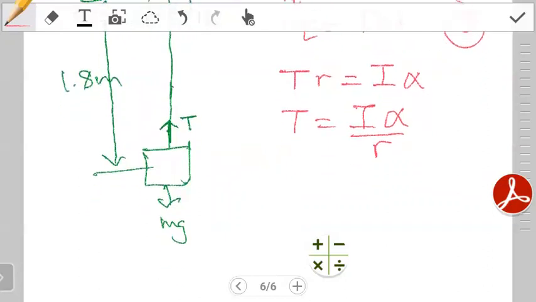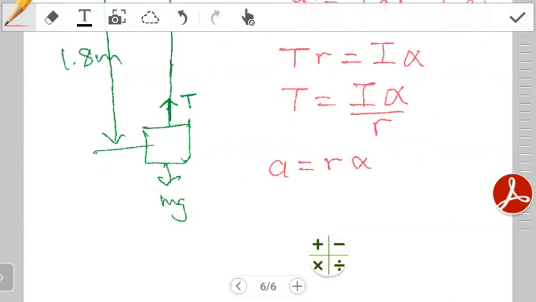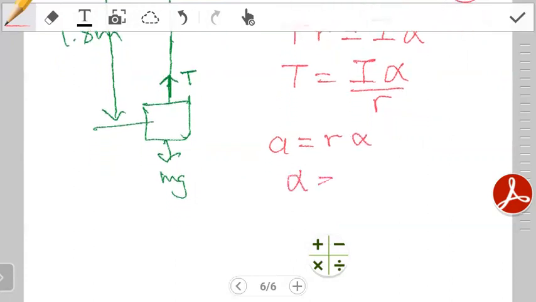Now, remember what alpha is. The tangential acceleration, let's just label it as a, is equal to R alpha. You guys will have to remember these equations. I think we looked at them already, so I'll leave a link in the description if maybe you didn't see that video. So from here, I want to have the angular acceleration, so alpha is equal to a over R.